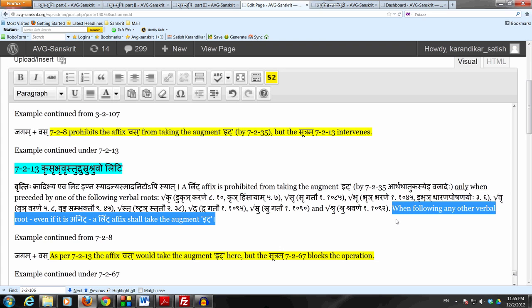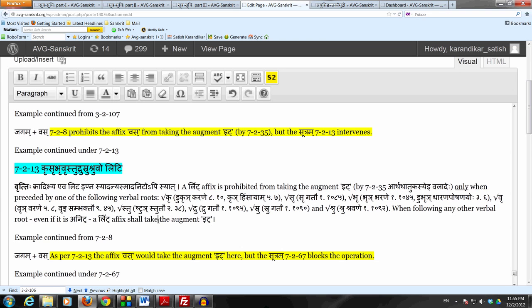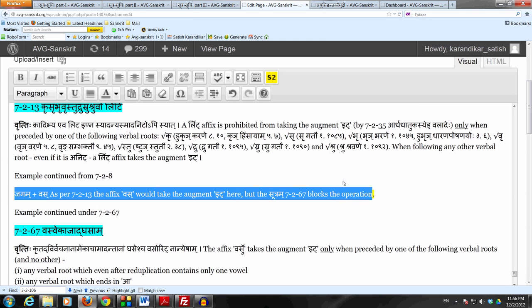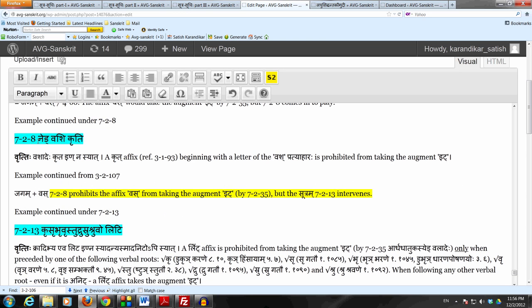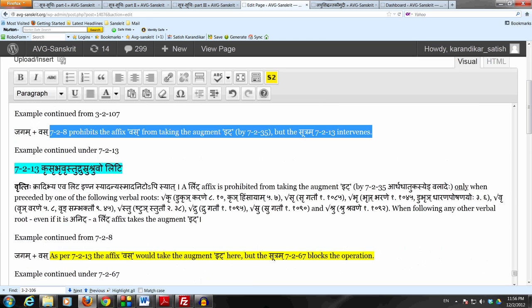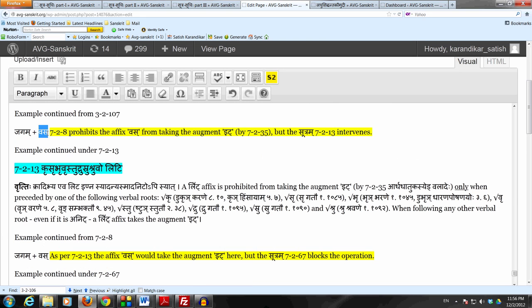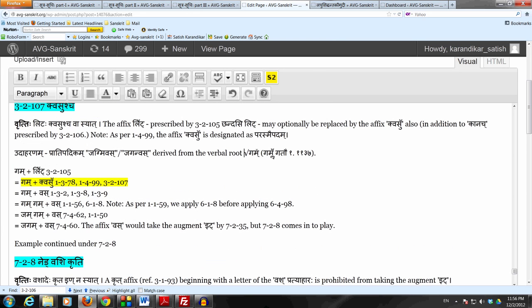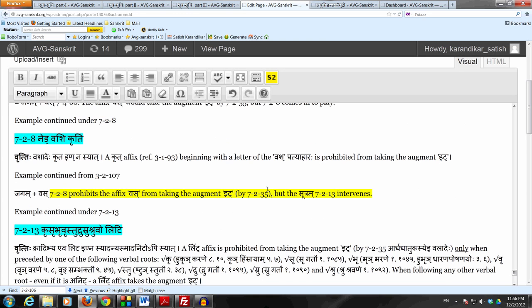So what did we have? We have the situation ja gam vas. Now that vas is being prohibited from taking iḍāgama by 7.2.8 neḍ vaśi kṛti. But this kvasu came in place of liṭ. So now 7.2.13 has the upper hand, and it says that no matter what, as long as we have a liṭ affix, and this vas is a liṭ affix by sthānivadbhāva, it came in place of liṭ, therefore the iṭ augment cannot be prohibited because it doesn't follow one of these verbal roots. The verbal root right now is gamḷ gatau. It is not in the list of 7.2.13. So now 7.2.13 comes back and reinstates the augment iṭ.